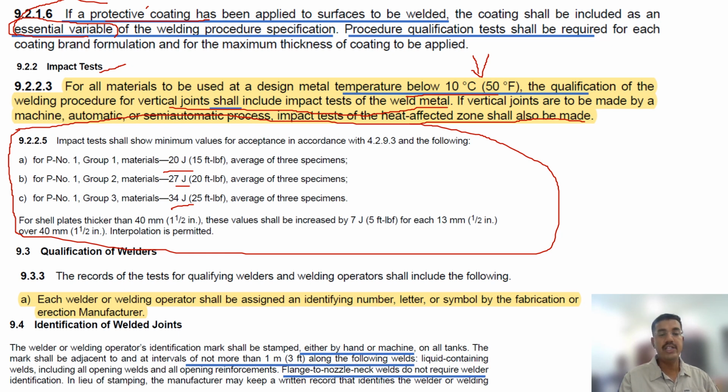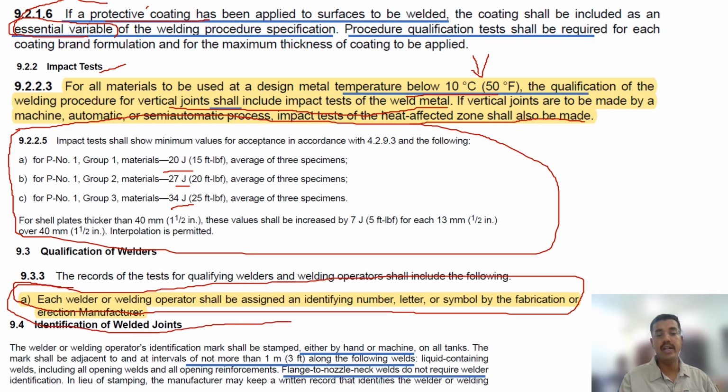Qualification of welders. Each welder and welding operator shall be assigned an identifying number, letter or symbol. This is important and this question usually comes in the closed book exam. Okay. Each welder and welding operator shall be assigned an identifying number, letter or symbol by the fabrication or erection manufacturers.